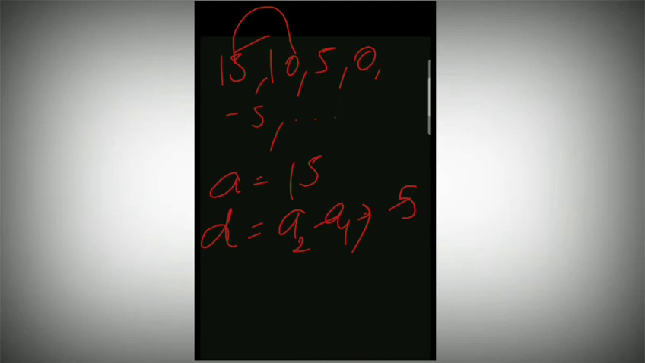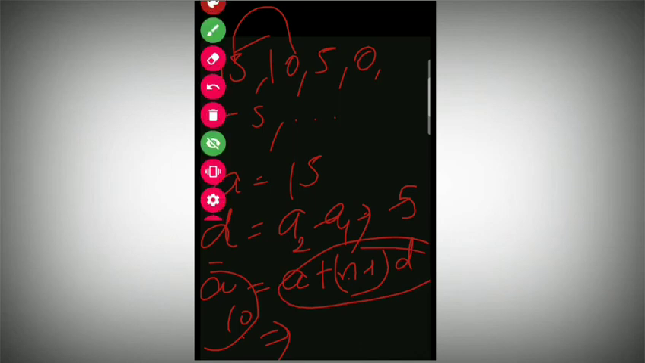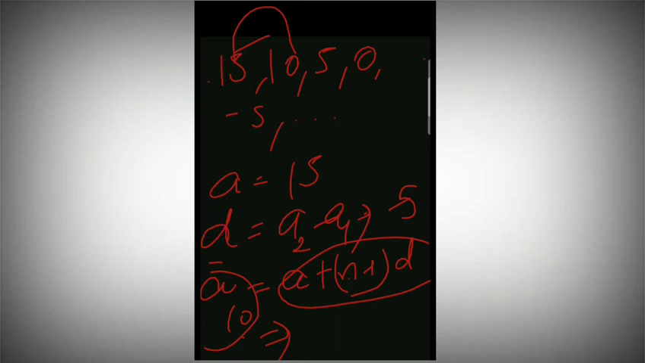Okay, and I have to find out the 10th term. Then you will tell me the formula, sir: a plus n minus 1 times d. In place of n, I will put 10. Why? Because we have to find out the 10th term. And this is the formula of the nth term. In place of a, I will put 15 plus. In place of n, I will put 10. 10 minus 1, that will be 9. What is the value of d? That is minus 5.